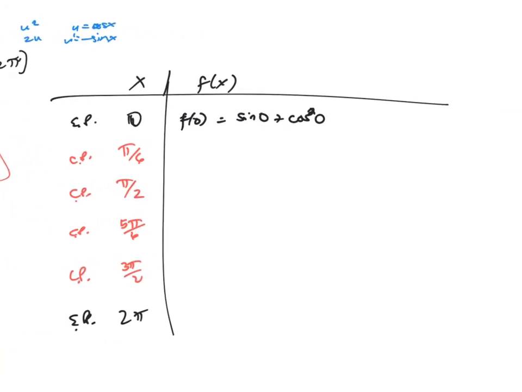Okay, let me just rewrite that. Sine of x plus cosine squared of x is what I'm doing. Sine of 0 is a good old 0. Cosine squared, cosine of 0 is 1. So I've got 1 squared. 0 plus 1 squared is equal to 1. You still don't have your calculator out, do you? Stop cheating.